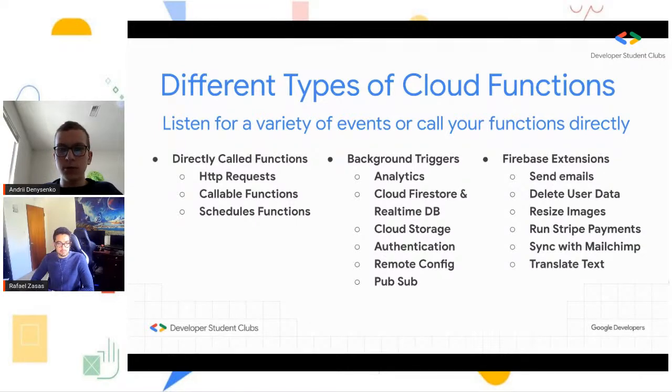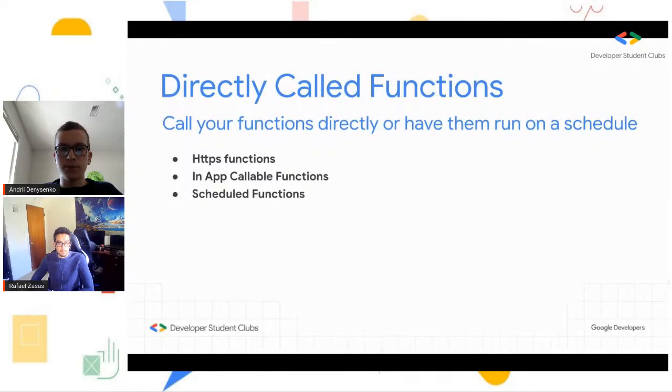Cool, let's keep going. Let's talk about directly called functions. So we touched on this a bit in the demo. The first type is your HTTPS functions, functions that could be called within your code, and also the scheduled functions we will cover in more detail.